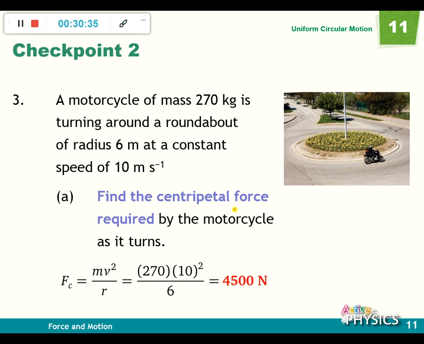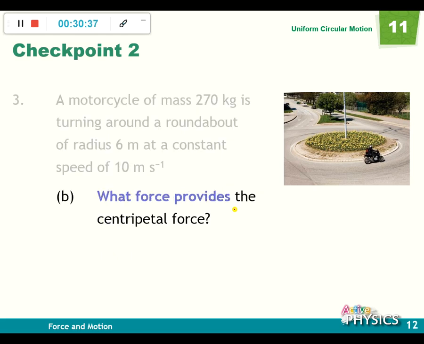This force is actually very large, but how is it provided? What force provides the centripetal force? Of course, it should be the friction from the ground. The diagram may be like that. This one will be the motorcycle. This one should be the ground. The friction should be here, towards the center of the circular motion. This friction must be large enough, otherwise the motorcycle cannot make this circle.